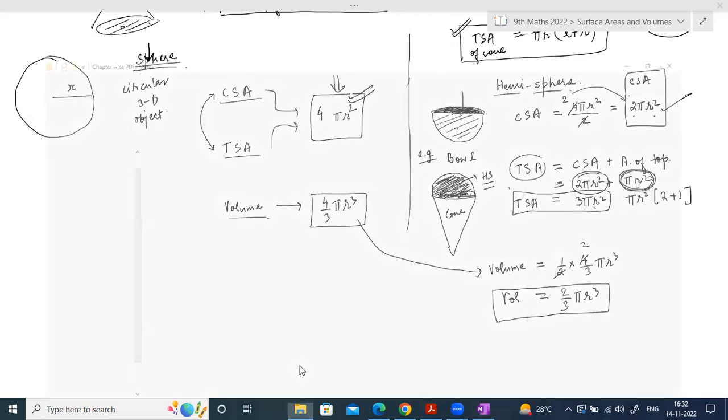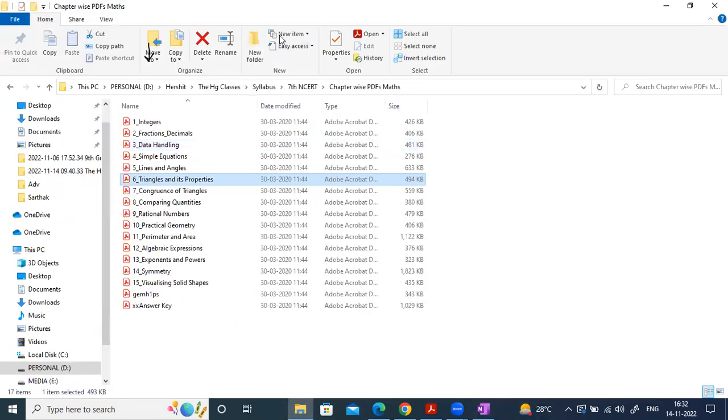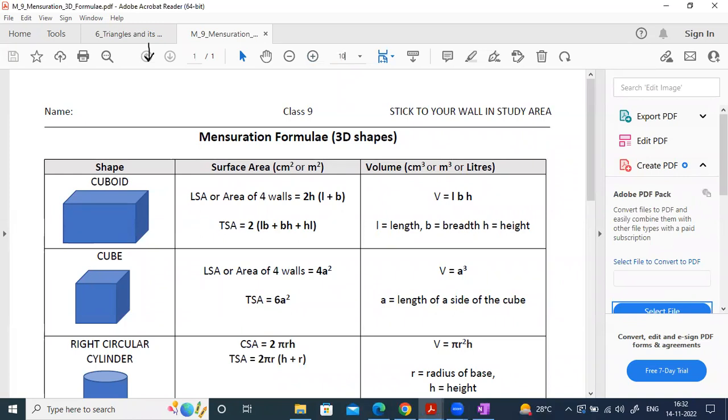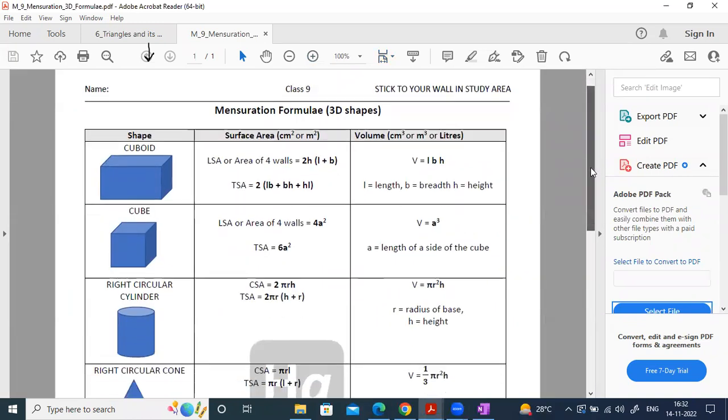So we have covered all the formulas. Let me know if you have any questions. No sir. These formulas I have also uploaded them on the drive. They are all listed here.